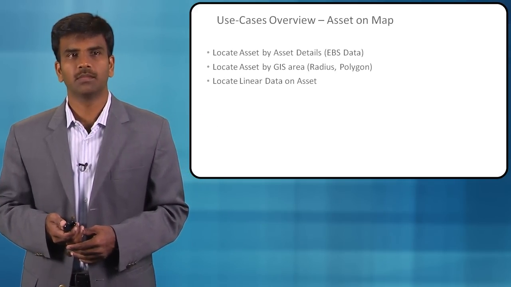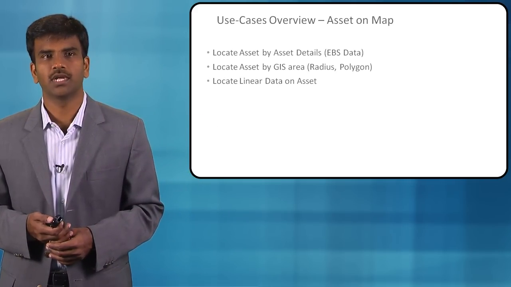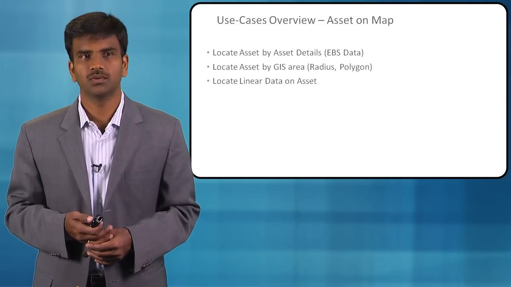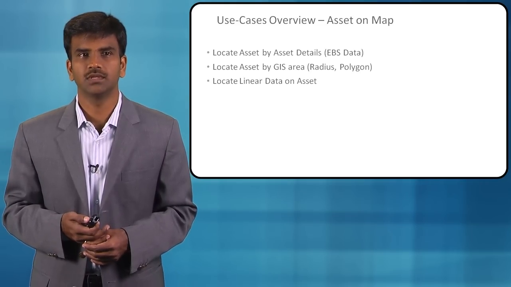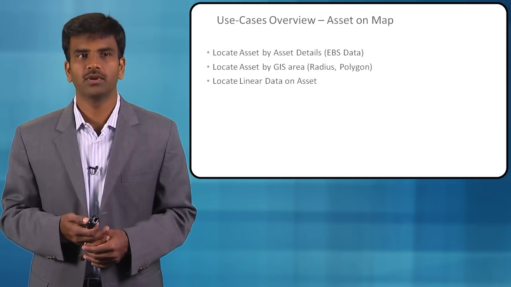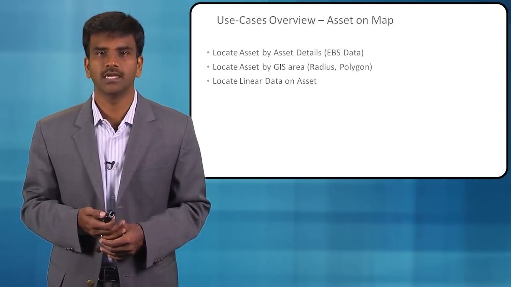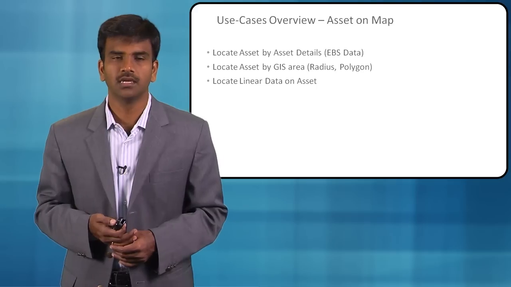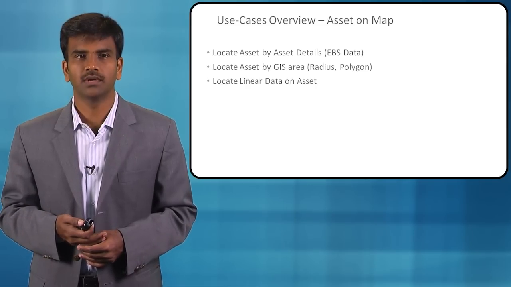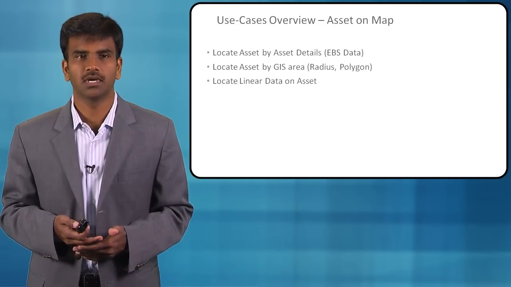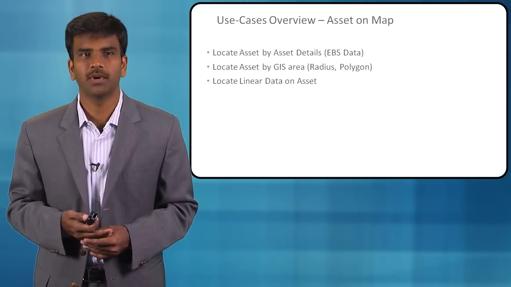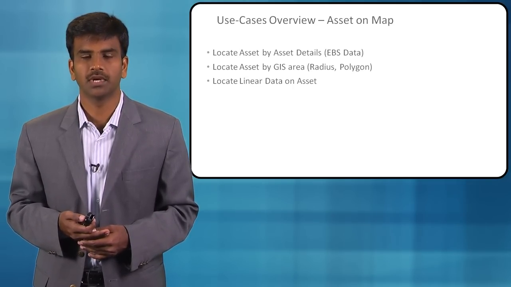We will take a look at some of the use cases which are supported as part of this linear asset management feature. To address some of the map visualization use cases, we have the assets on map feature enhanced, and now we will be able to locate the assets by asset details based on the EBS data. It could be the asset number details, and we can go to the map without having any context asset carried over from the EBS page, and we can simply go to the map and query for the asset on the map.